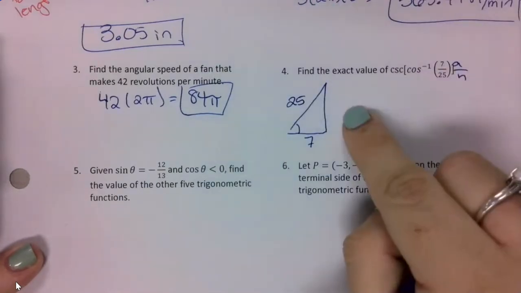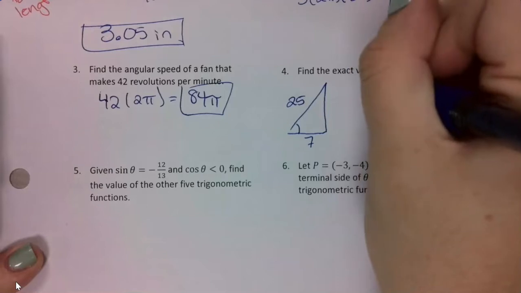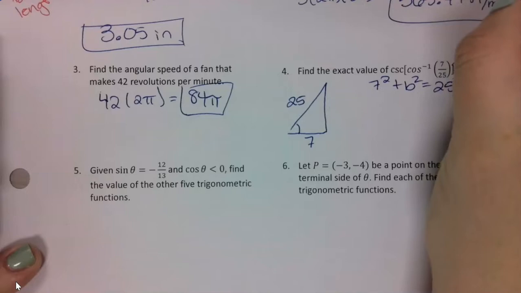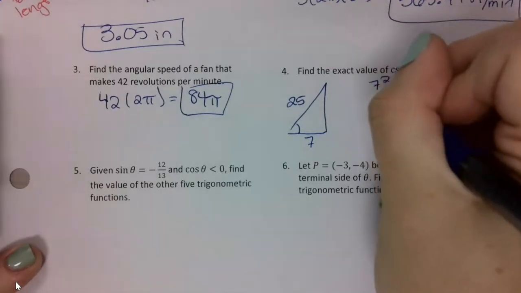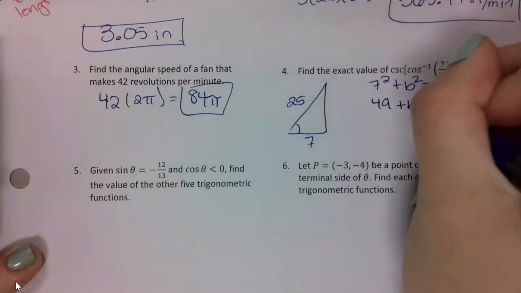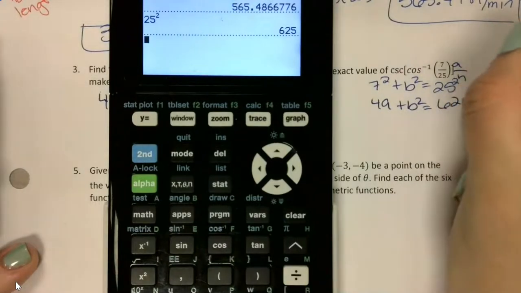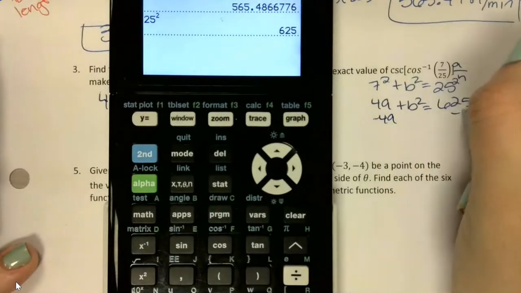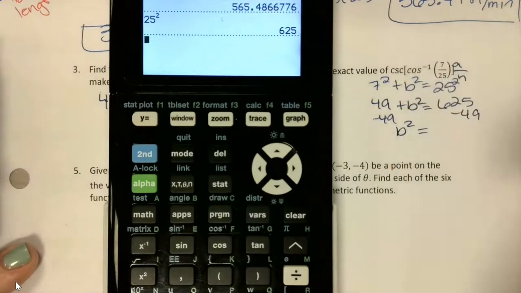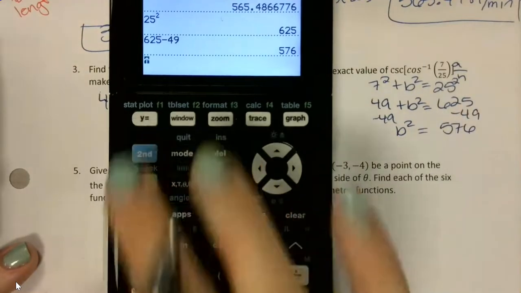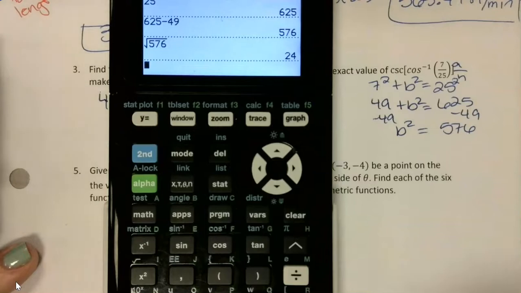I want to go ahead and find the length of this missing side. So I'm going to use my Pythagorean theorem. I have 7 squared plus b squared equals 25 squared. 7 squared is 49. 25 squared is 625. I want to subtract 49 on both sides, which gives me 576. I want to check to see if I can take the square root of this, which I can. It gives me 24.